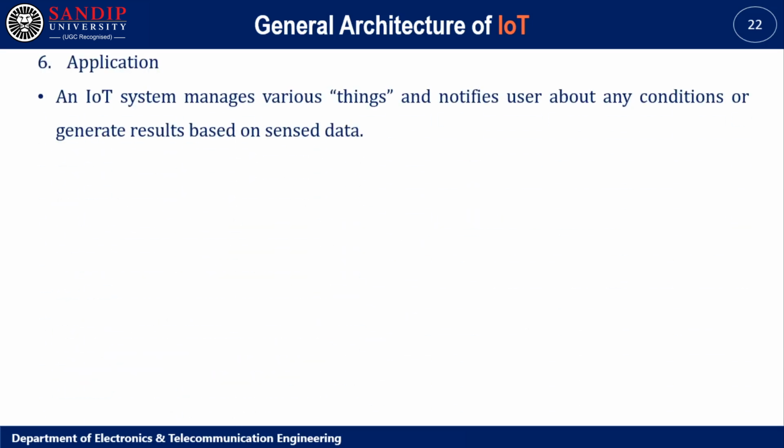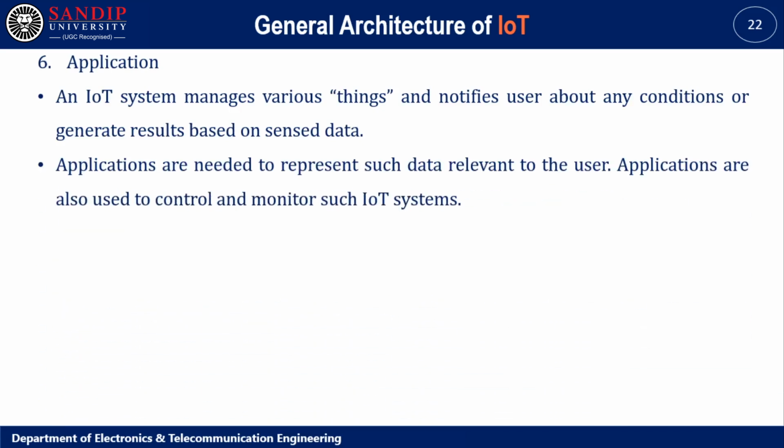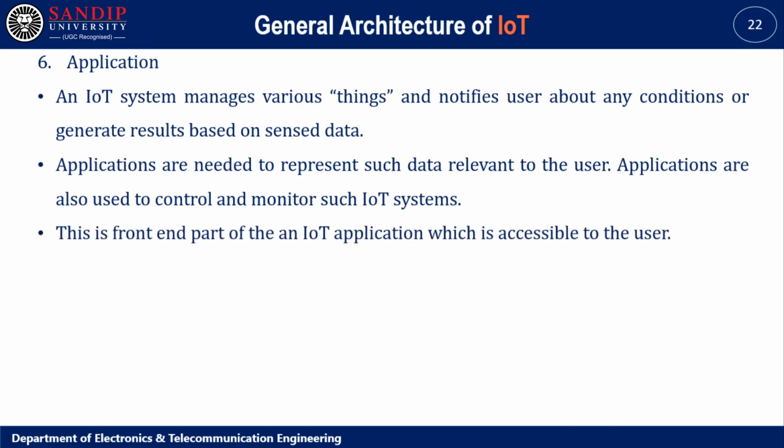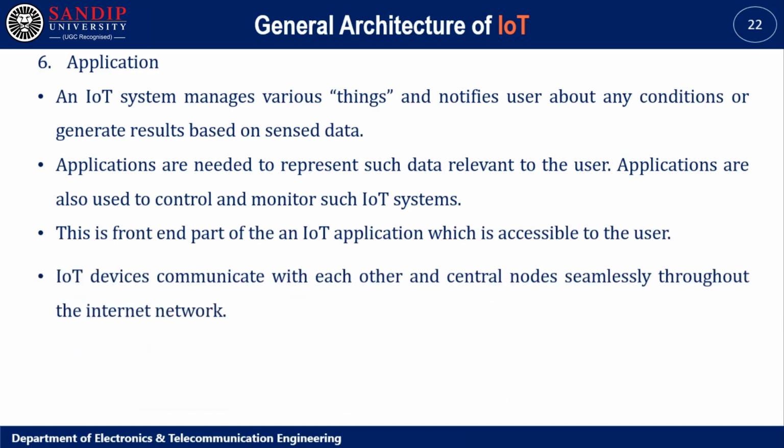Applications. An IoT system manages various things and notifies the user about any condition or generates results based on sensed data. Applications are needed to represent such data relevant to the user. Applications are also used to control and monitor such IoT systems. This is the front-end part of the IoT application which is accessible to the user.